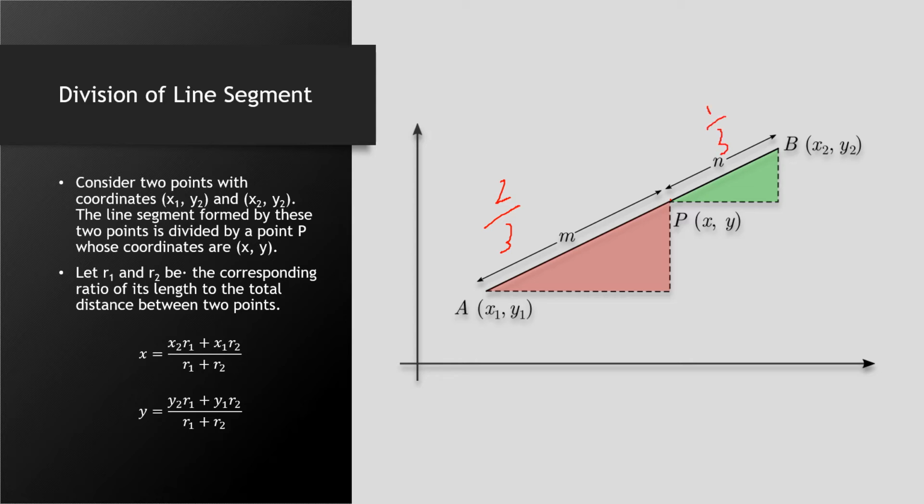Okay? So x is equal to x2 r1 plus x1 r2, all over r1 plus r2. R1 plus r2 is 2/3 plus 1/3, which is equal to 1. So we already know x. And how about y? Same procedure. You will just change x2 to y2 and x1 to y1.